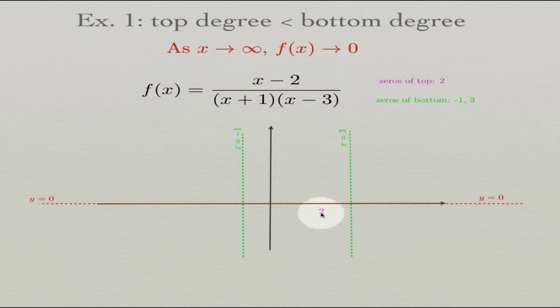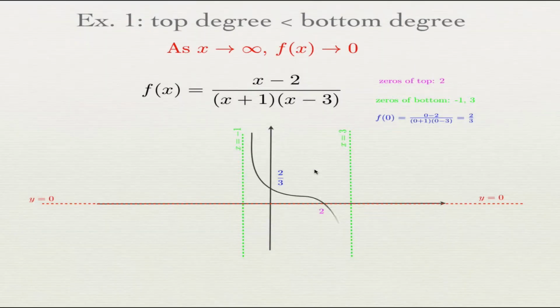This multiplicity is odd, so if we were to figure out what f of 0 is, we notice that's 2/3. So it's going to come from above, and it's going to cross over, looking like that. Now, the behavior at the ends, either it will be positive going up to positive infinity, or it'll be negative. And the same thing at this end.